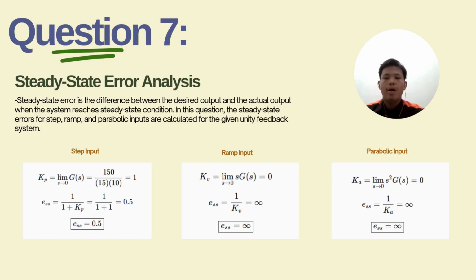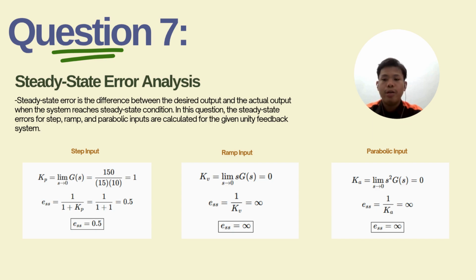Thank you. Next, I will explain the steady-state error analysis. For the definition, the steady-state error is the difference between the desired output and the actual output after the system has reached the steady-state condition. For the given unity feedback system, we calculate the steady-state error for three different input signals. For the step input, the position error constant Kp is equal to 1. Therefore, the steady-state error is 0.5.